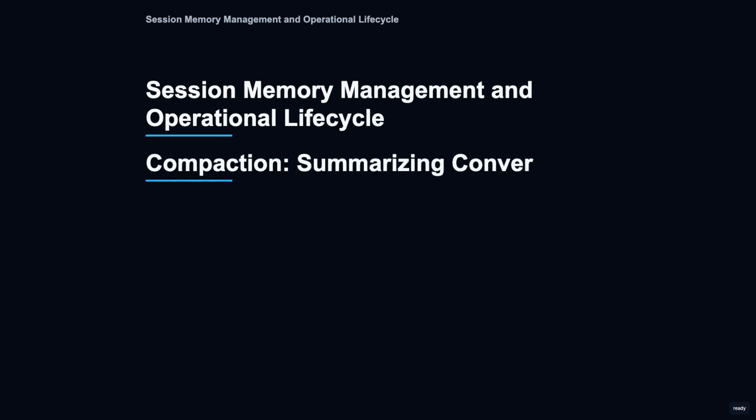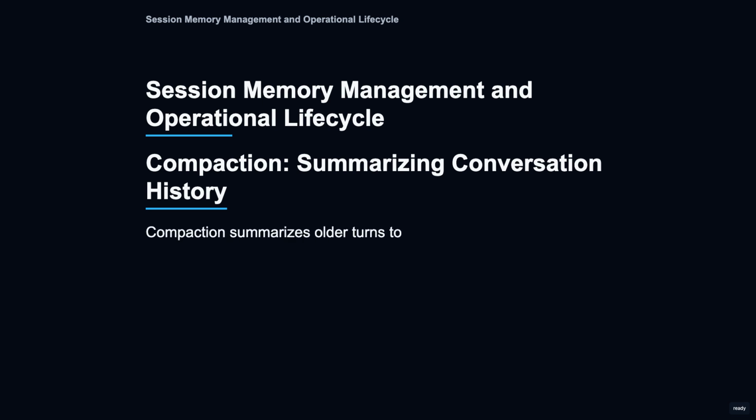In this section, we'll explore compaction, a technique that summarizes older conversation turns to keep the session transcript manageable and efficient for the model. Compaction reduces earlier conversation turns into a concise summary that fits within the model's context window. This keeps the transcript small while preserving the conversation's intent and tool call structure. Let's look at when compaction happens automatically and what exactly it does to the session transcript.